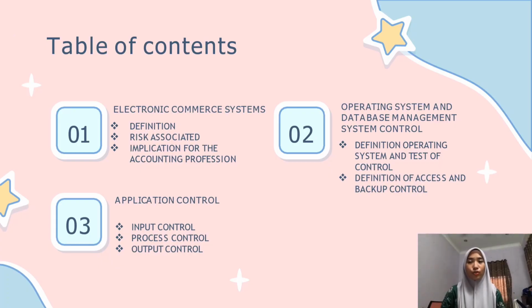Today, our group wants to present about electronic commerce system: definition, risk associated, and implication for the accounting profession. Next, we want to explain about operating system and database management system control: definition, operating system and test of control. Next, definition of access and backup control. Third, we want to explain about application control: the input control, process control and output control.